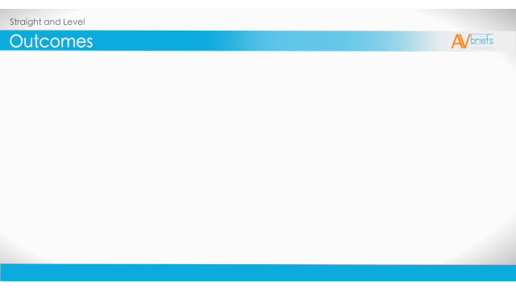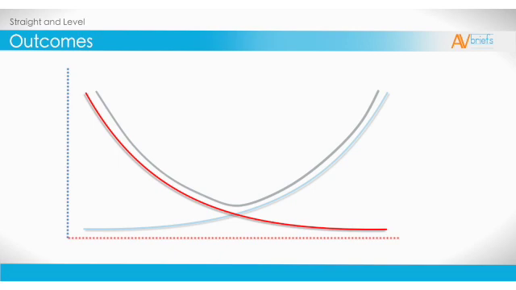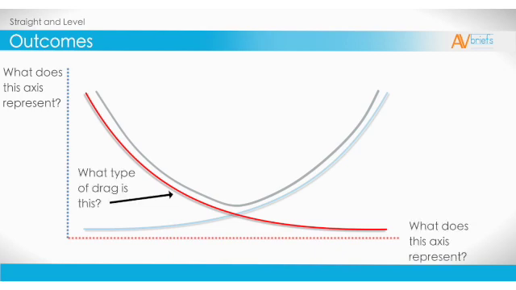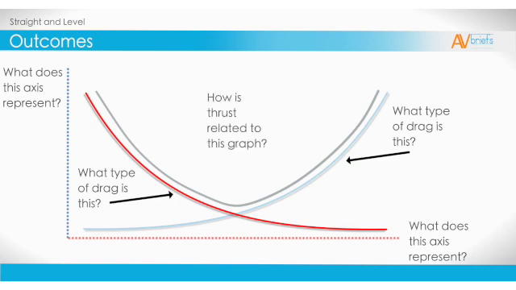Finally, let's check that our understanding of drag is where it needs to be. What does this axis represent? What does this axis represent? What type of drag is this? What type of drag is this? And how is thrust related to this graph?